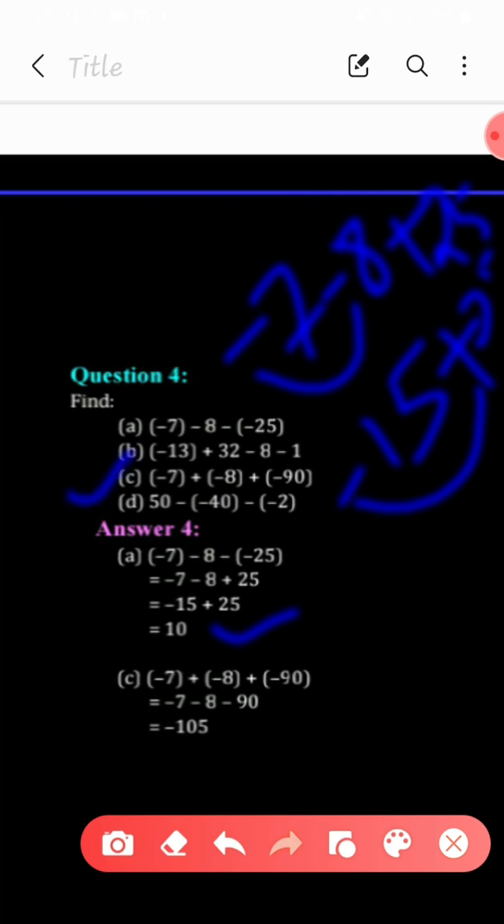Now for C, minus 7 plus in bracket minus 8 plus in bracket minus 90. So minus 7 remains as minus 7. This plus and this minus becomes minus. This plus and this minus becomes minus. Now all are negative. All negative means we have to add. So 90 plus 8, 98. 98 plus 7 is 105. And the sign will also be negative. I have done 4A and C. Please try to do B and D by yourself.